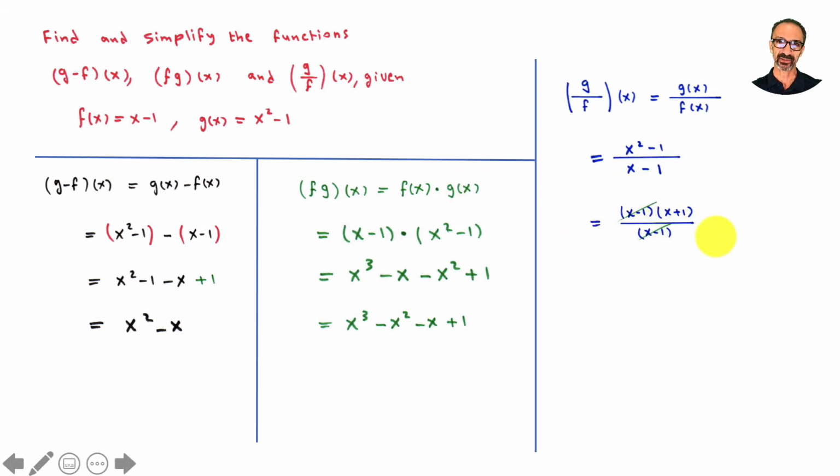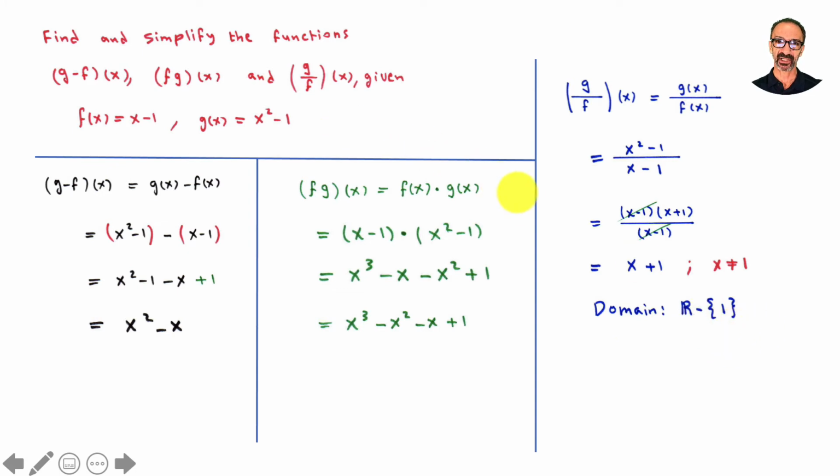X minus 1 cancels. Well, of course you could cancel as long as x is not equal to 1. Because if x equals 1, that becomes 0 over 0, which is undefined. So you have to state that. So the simplified form of the quotient g over f is a straight line with a slope of 1 and a y-intercept of 1, but with the condition that x cannot equal 1. So the domain is all real numbers except 1.